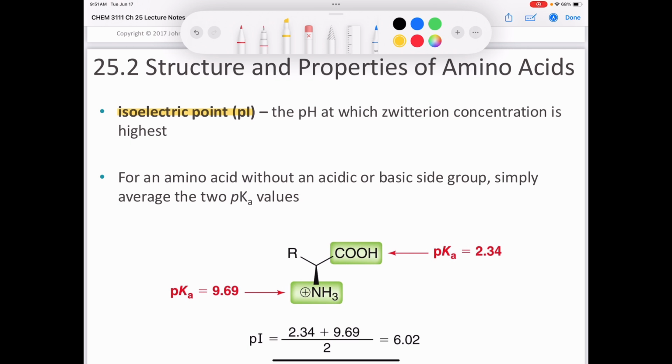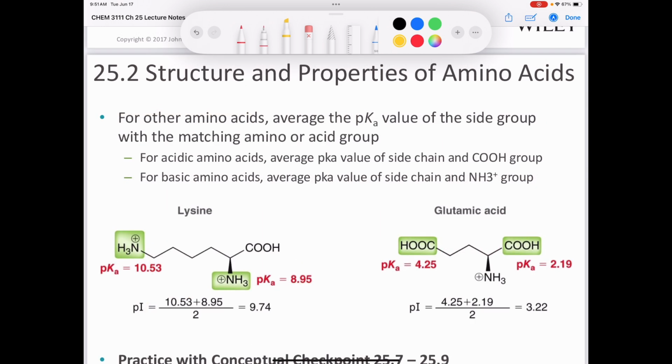So if you take a look at the example of alanine, which is shown down here, if you want to calculate the isoelectric point, you just take the average of the two pKa's. So again, just add them up, divide by 2, and you get 6.02. That would mean at a pH of exactly 6.02, alanine is going to have its maximum amount of the zwitterionic form, where the carboxylate is deprotonated, and the amine is going to be protonated.